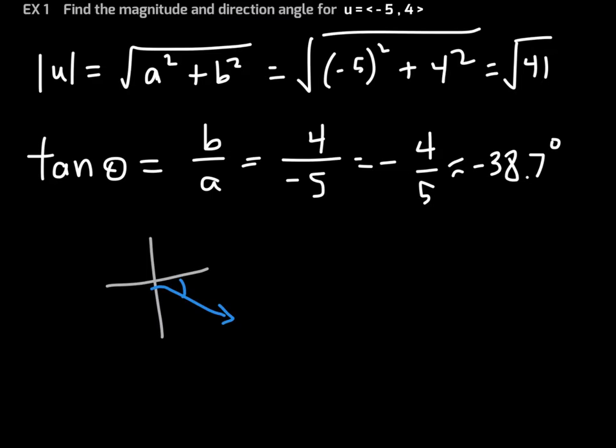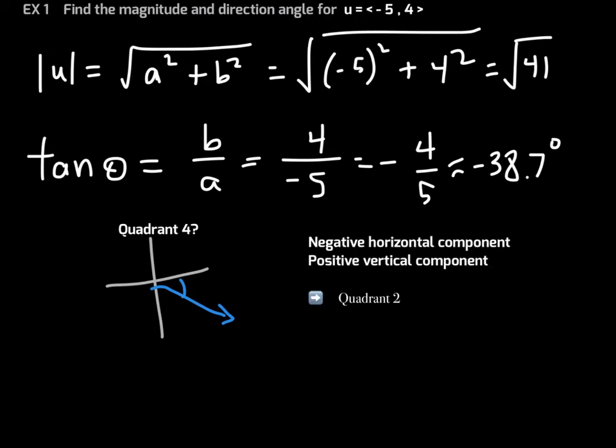Negative 39 degrees. But the problem with that is, look at your components. You have a negative horizontal component and a positive vertical component. Think about it. A negative horizontal component and a positive vertical component. That must put us in quadrant number 2. But a negative horizontal component, positive vertical component has to be in quadrant 2. So how do I go from quadrant 4 to quadrant 2? Let's just add 180 degrees to negative 38.7 degrees, and it'll jump us over here in quadrant 2.